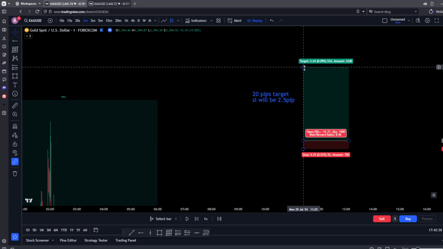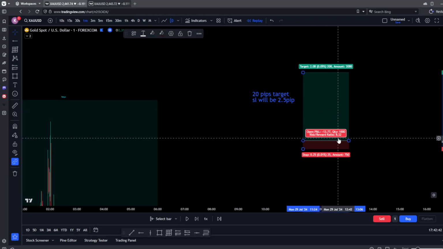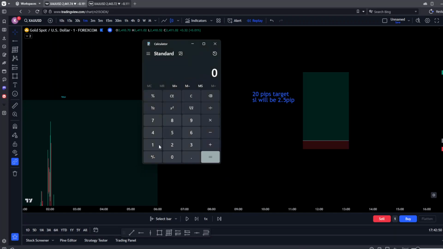So the 20 pip target for gold is actually very cool. It'll be about 8 R. Imagine risking $10 and every time you win, you win $83.